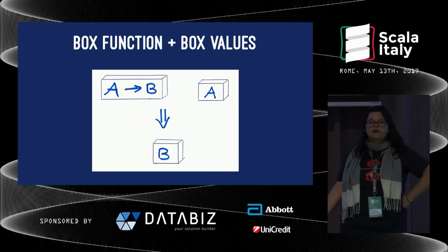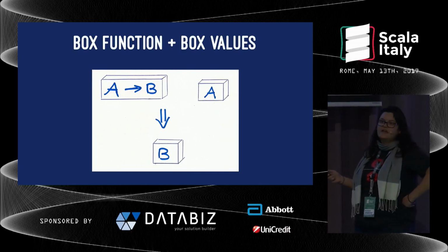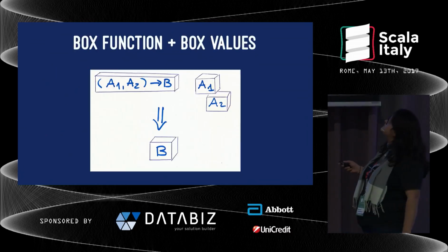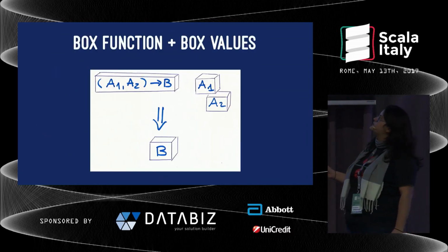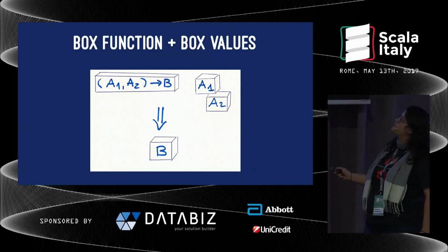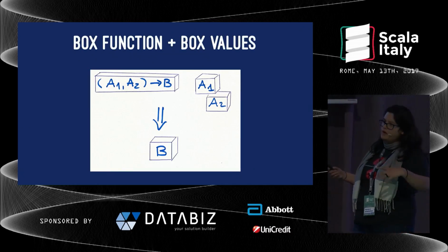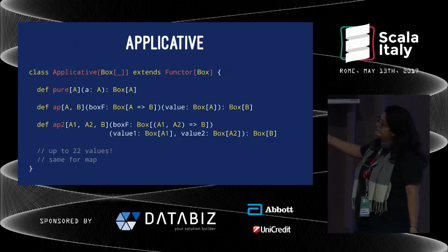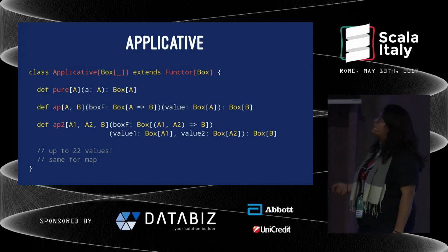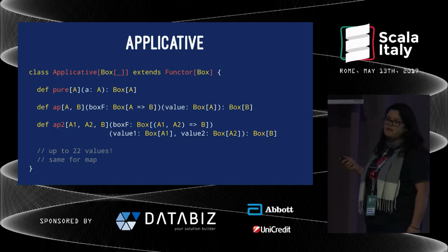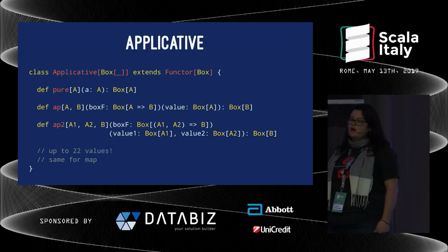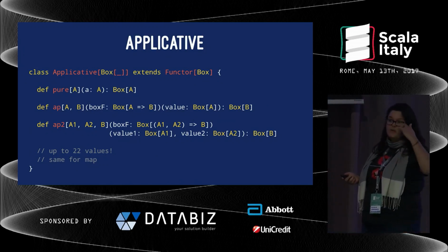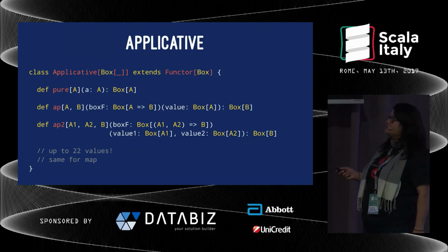Obviously, this is a simple case scenario. What happens if your function that is in a box takes multiple values? Well, it's not a problem, right? So what we're saying is that now I have a function that takes 2 values and produces a B. So now you have to open 3 boxes rather than just 2. Not a problem. We can extend the function to support up to 22 values. So it's just called differently, basically. You need to know how many parameters your function takes and call the right method.